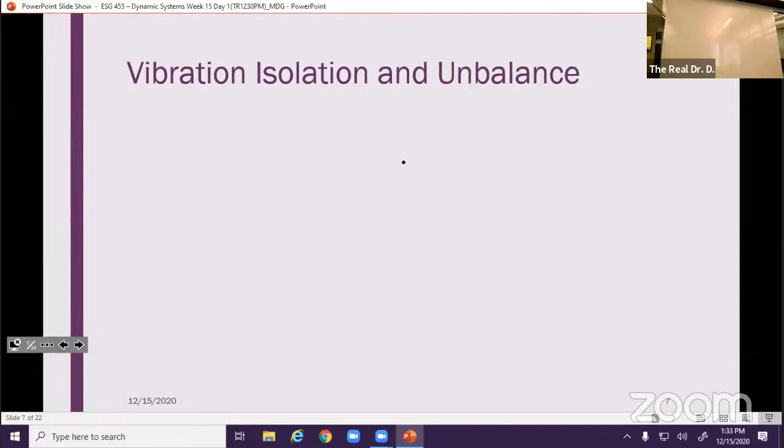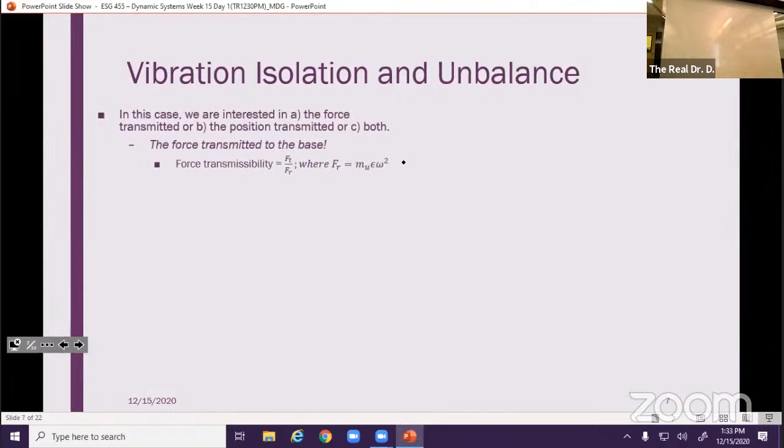So vibration isolation and unbalance. So how do we incorporate this into what we know about vibration isolation? So remember, we are interested in force transmission and displacement transmission, or maybe both. But in general, we want to know, how is this input transmitted to some endpoint?